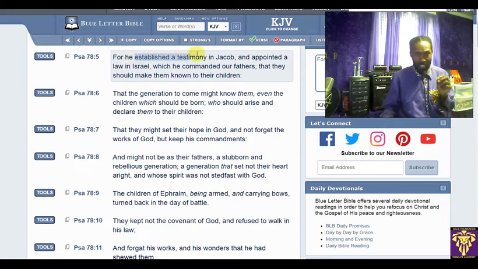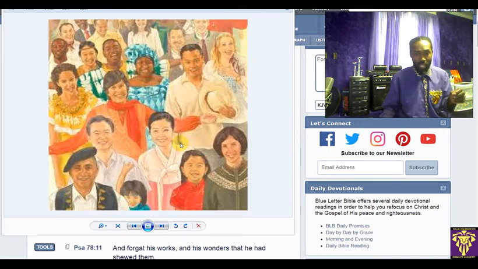He established a testimony in Jacob and appointed. That means he appointed. That means he applied. He appointed a law in Israel. That means he established, he initiated, he formulated, he appointed a law in Israel. So all these other nations, he did not appoint a law in. That means that he did not apply a law to all these other nations in the earth.